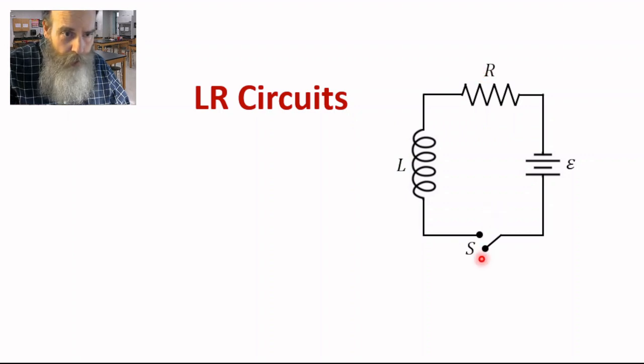When the switch S is closed, the current starts to increase, and the inductor responds in a very interesting manner. And then when the switch is opened, the current starts to decrease. And again, the inductor responds in a very interesting and different manner. Today we will look at the response of the inductor to changes in current.